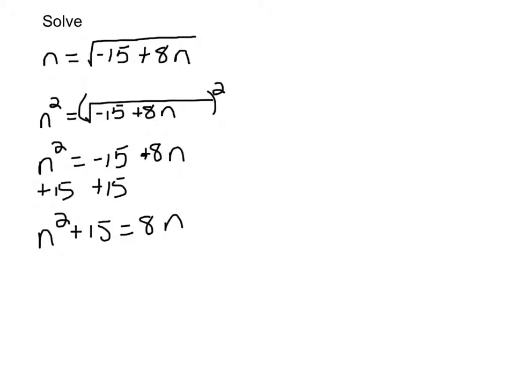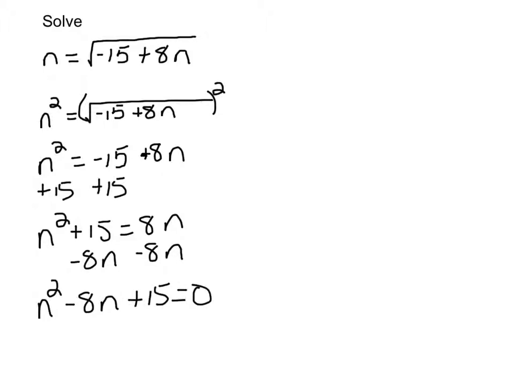Now I want to subtract 8n from both sides. That leaves us with this, n squared minus 8n plus 15 equals 0. Okay, now that we have that, there are several different ways we can solve it. We can plug it into the quadratic formula, and that will get us our answer. I can quickly identify that this one is easy to factor. So I'm going to factor this one.